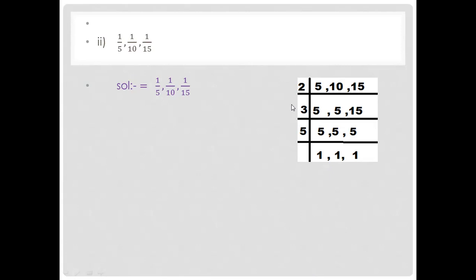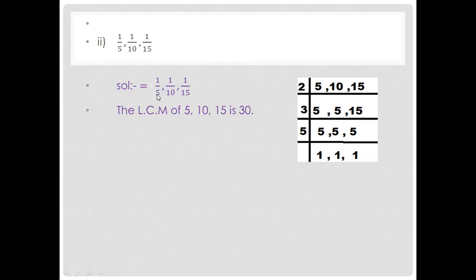Now you check the LCM. 2 3s are 6, 6 5s are 30. So LCM is 30. The LCM of 5, 10, 15 is 30. This is the rough work. You do it in rough work to take the LCM. So LCM is 30. Now we make the denominator 30.